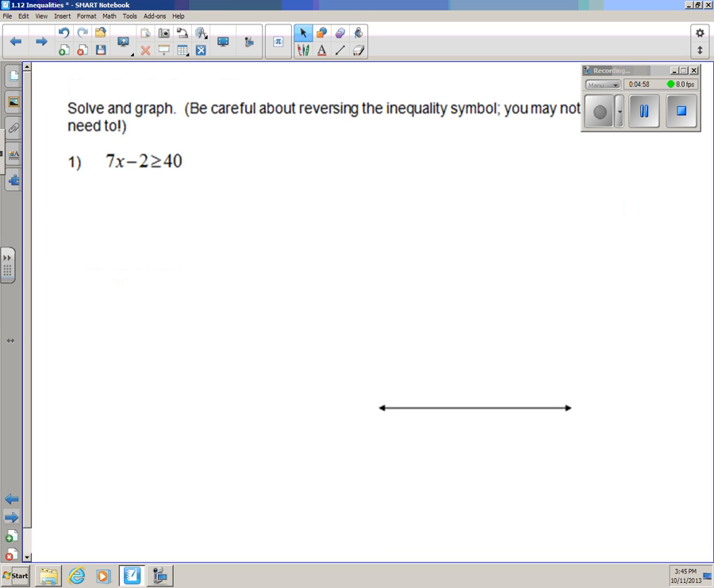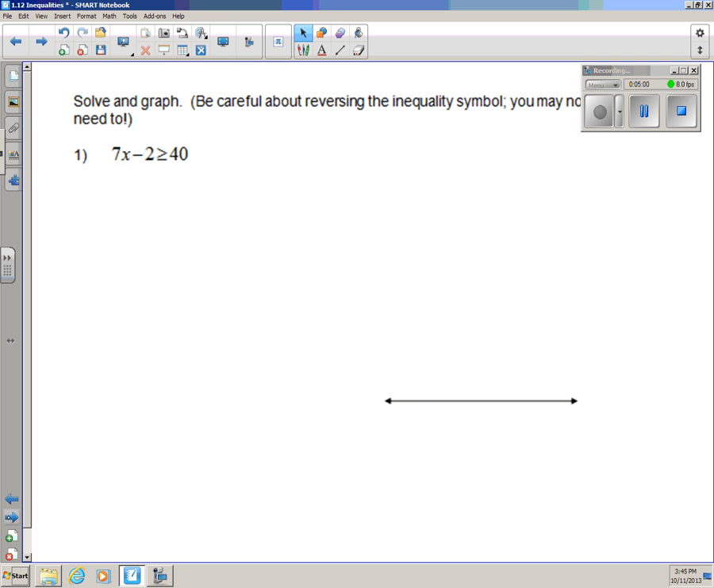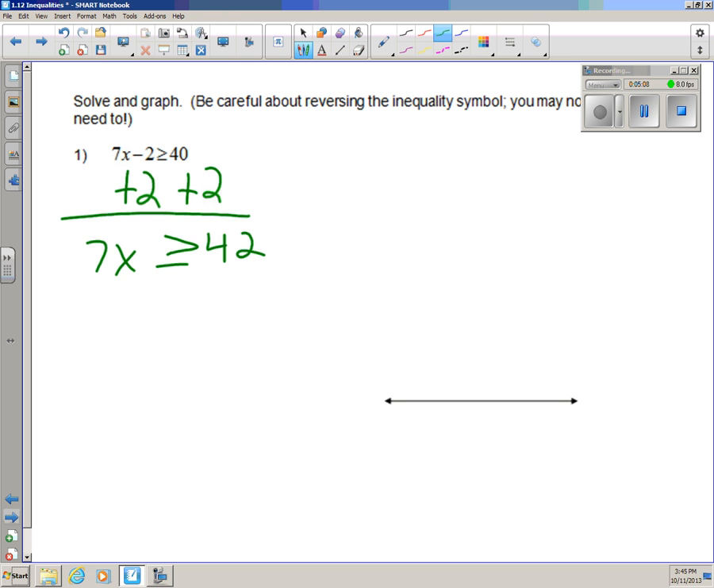Solve and graph, and be careful about the inequality symbol because you might not need to reverse it. First thing I would do is add 2 to both sides. 7x is greater than or equal to 42. Divide both sides by 7. You're not dividing by a negative, so there's no reason to flip the inequality symbol. x is greater than or equal to 6.